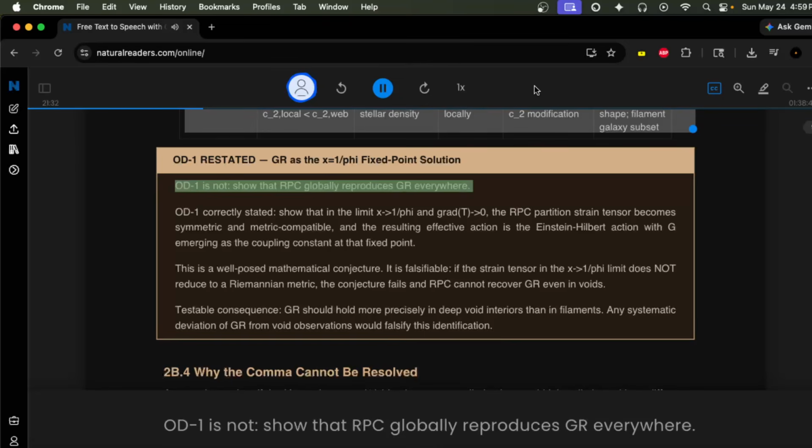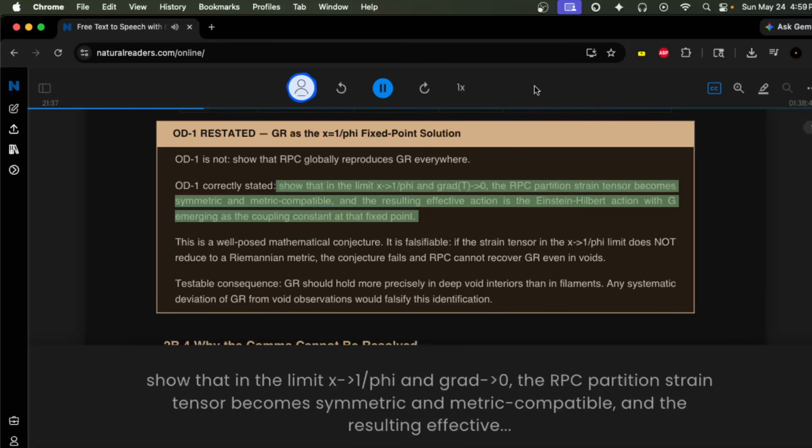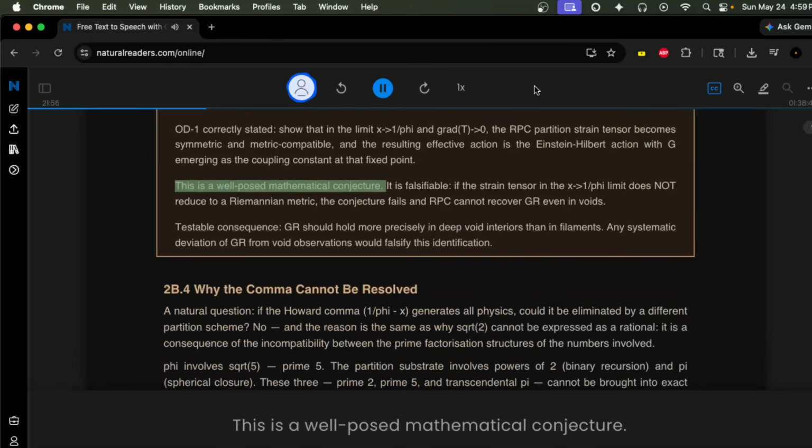ODE1 is not correctly stated: show that RPC globally reproduces GR everywhere. Show that in the limit x → 1, φ and grad → 0, the RPC partition strain tensor becomes symmetric and metric compatible, and the resulting effective action is the Einstein-Hilbert action with G emerging as the coupling constant at that fixed point. This is a well-posed mathematical conjecture.